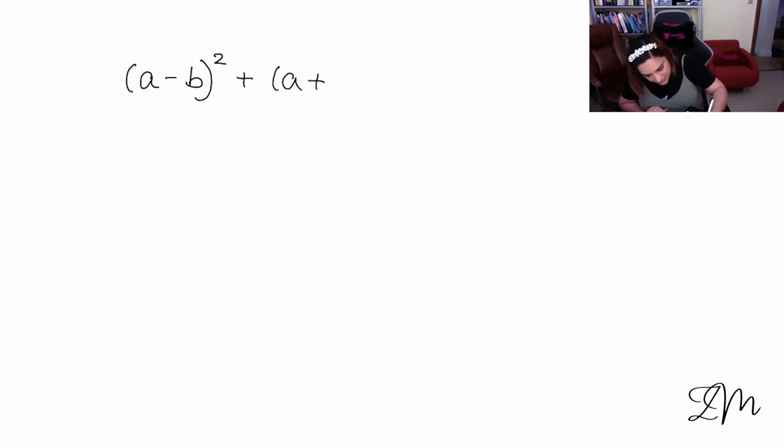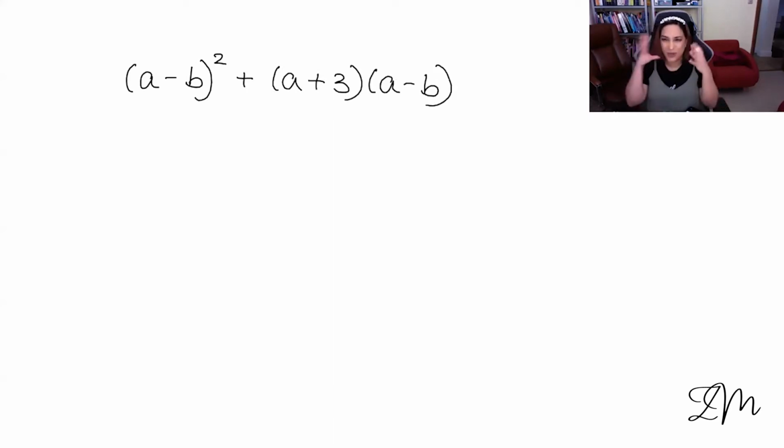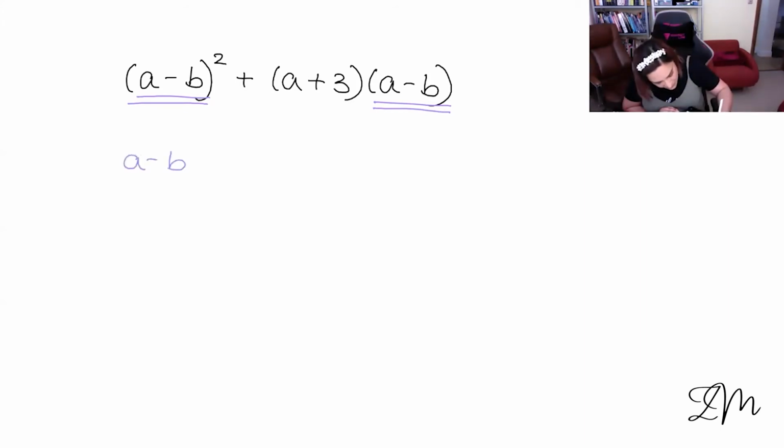So if I was to factorize, for example, if I had (a minus b) all squared plus (a plus 3)(a minus b). So it's the same logic. If you look here, you're saying, what's the common factor? My common factor here is a minus b. So I'm going, okay, I've got that as a common factor. Let me take it outside the bracket. So I'm going to take a minus b outside an entire bracket.